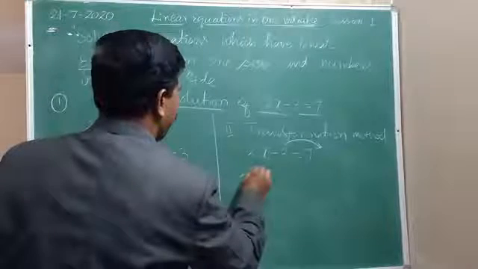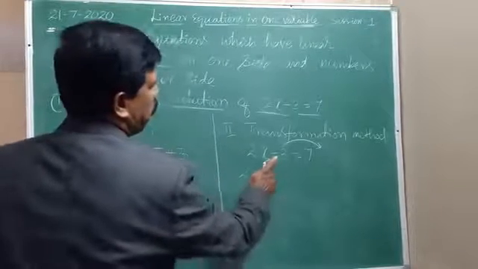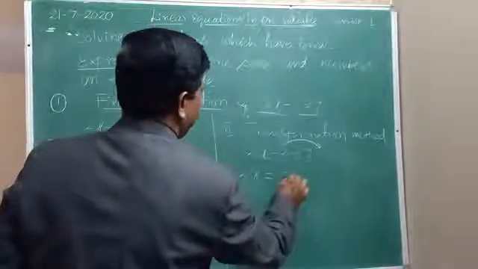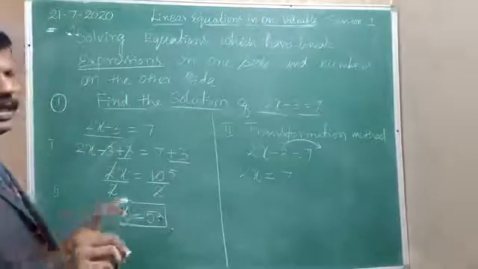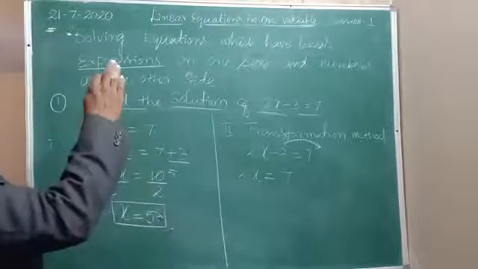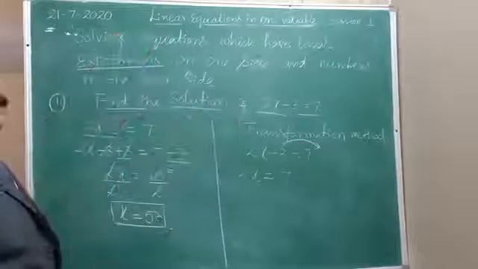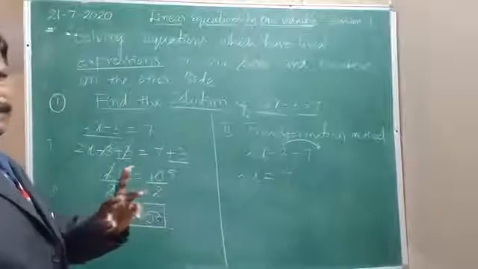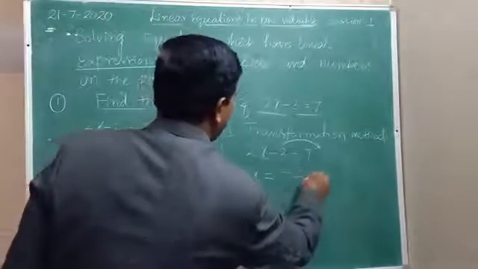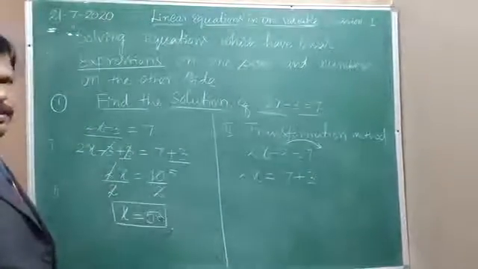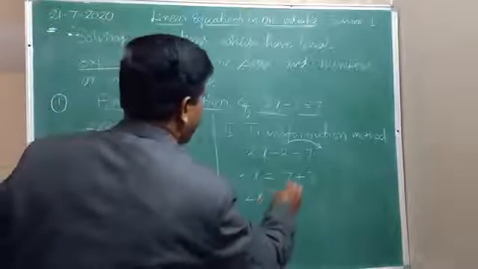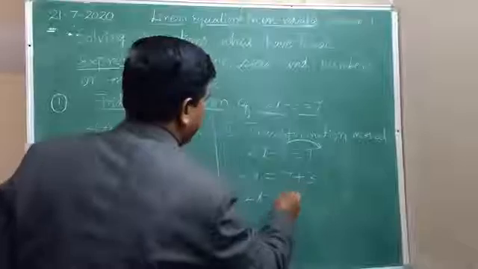So what is left? 2x. As you are shifting this, the equal sign moves to this side. Here what is there? 7 already is there. And remember one thing, you already know that when numbers are shifted from one side to another side, the sign changes. So minus 3 becomes plus 3. Then 2x is equal to 7 plus 3, that is 10.